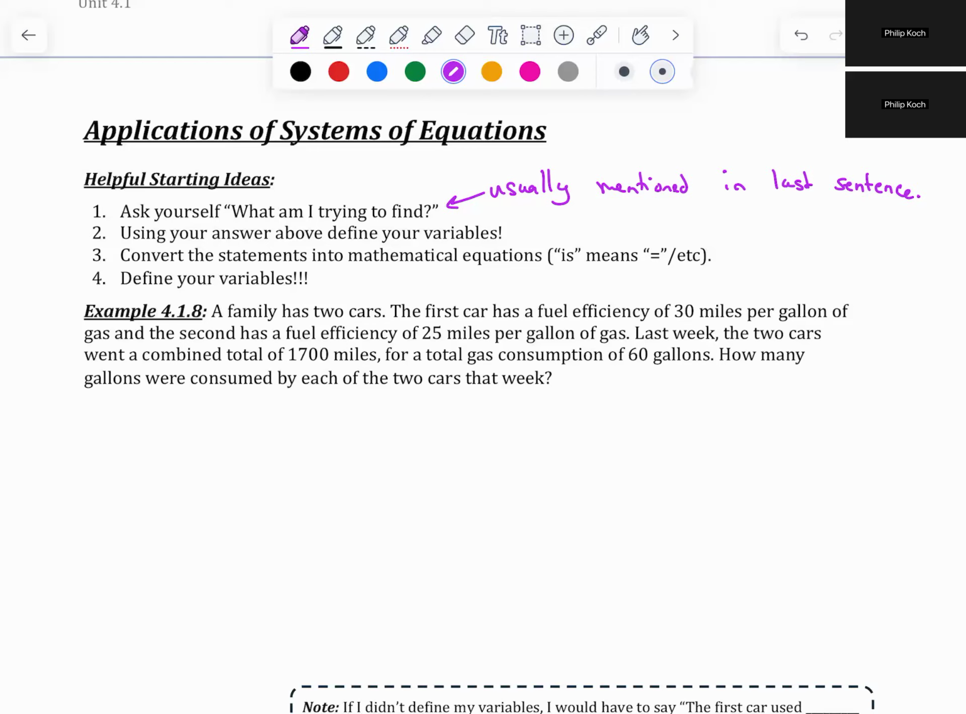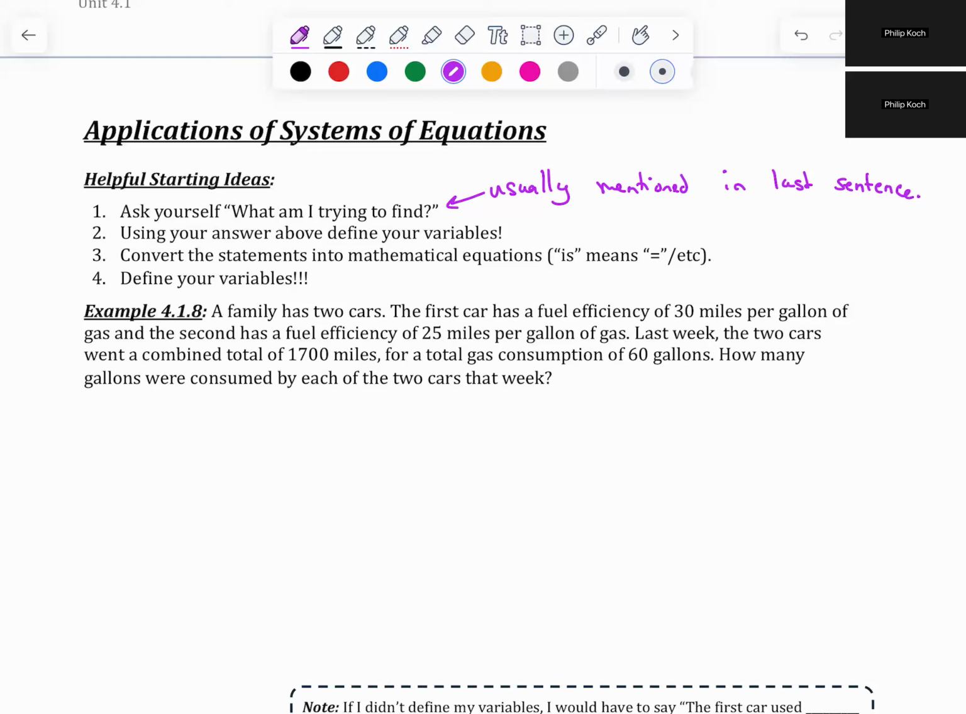So, for example, a family has 2 cars. The first car has a fuel efficiency of 30 miles per gallon, and the second has a fuel efficiency of 25 miles per gallon. Last week, the 2 cars drove for a combined total of 1,700 miles, which I just realized is way too obscenely large for a week. They both went on road trips to Disneyland and back, apparently, for a total gas consumption of 60 gallons. How many gallons were consumed by each car that week?